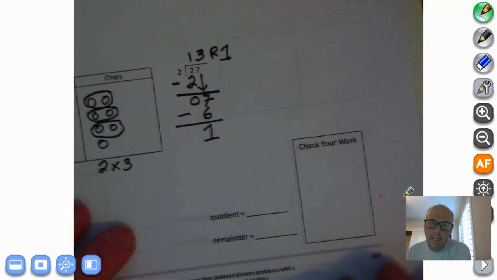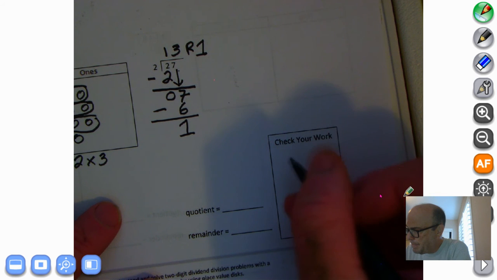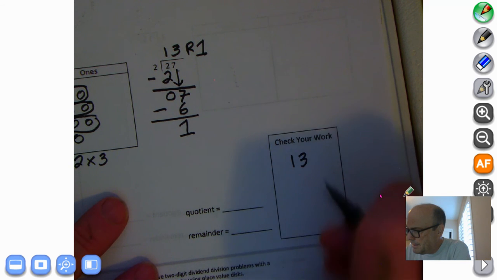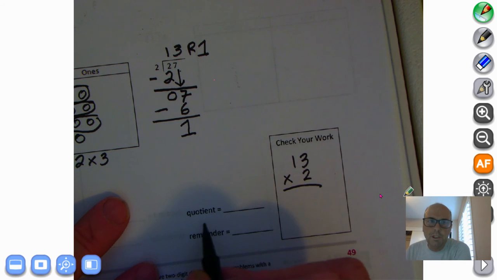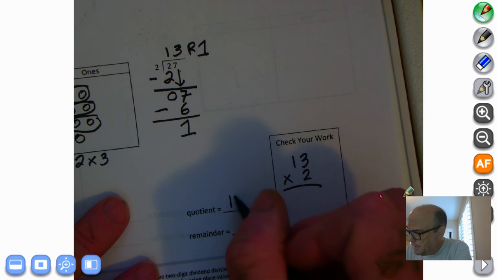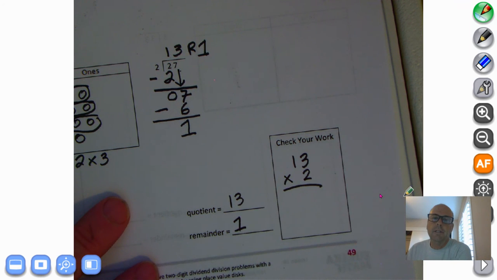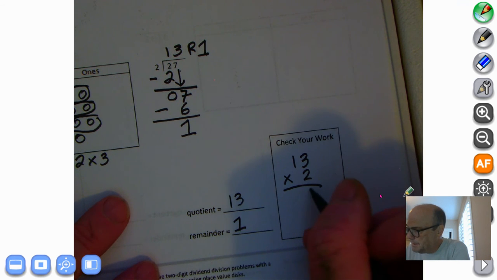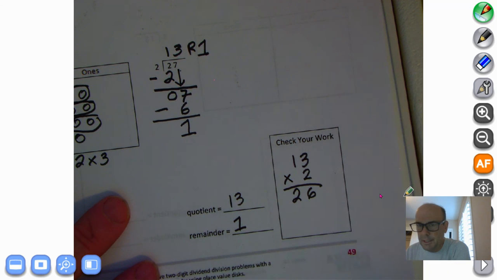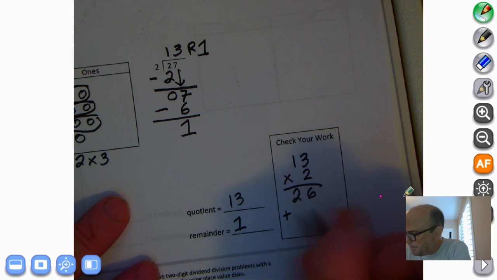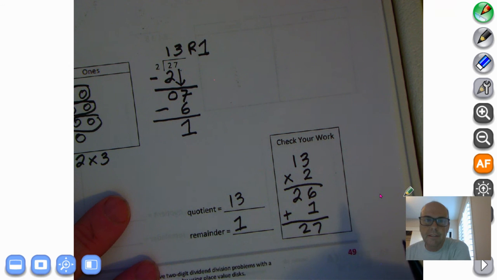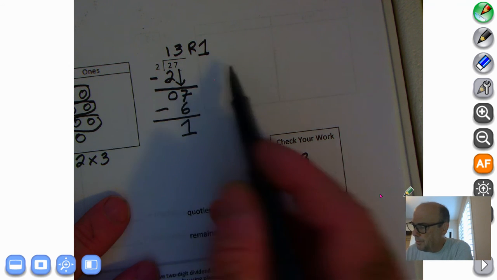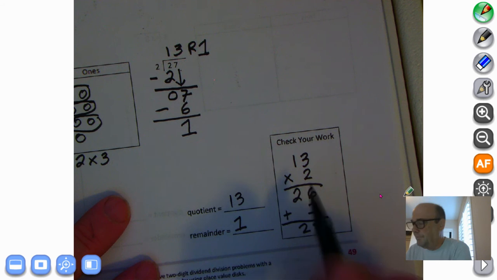Let's go over to the check with multiplication. What we're going to do is we're going to do 13 times 2. That's what we divided by, right? We can get to our quotient. Our quotient is 13 with a remainder of 1, okay? So let's do the math now. 3 times 2 is 6. 1 times 2 is 2, so we have 26. We're going to add the remainder, and we have 27. Look, 27, 27. So 27 divided by 2 is 13, remainder 1. And remember, multiplication is just the opposite of division.